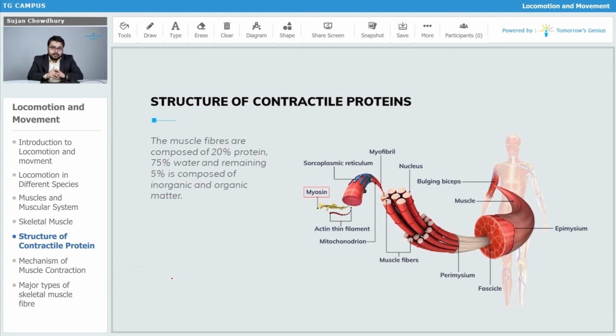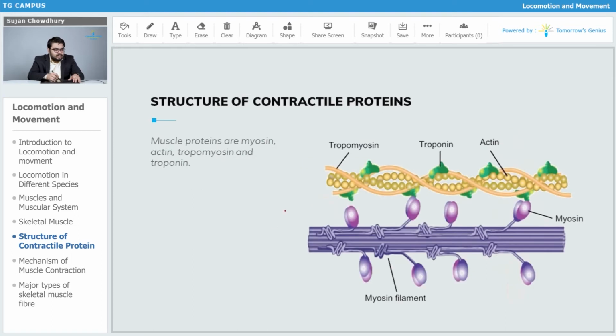Let us continue to talk about the structure of contractile proteins. The muscle fibers are composed of 20% protein, 75% water, and the remaining 5% of the muscle fibers is made up of inorganic and organic matter. And like we have already discussed, the muscle fibers are very important for us.